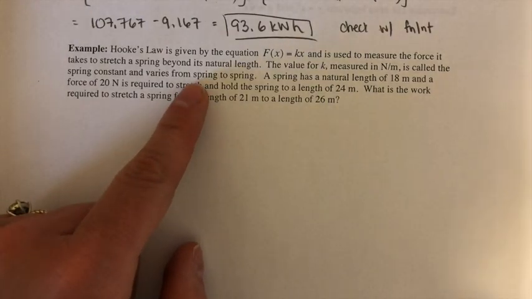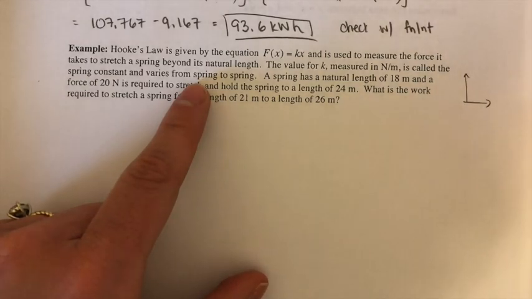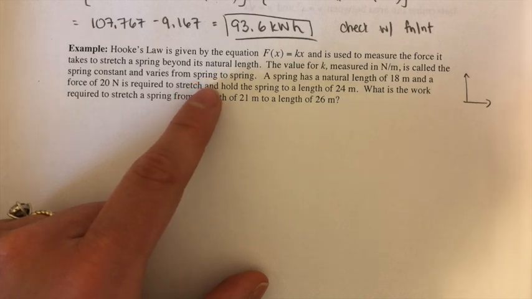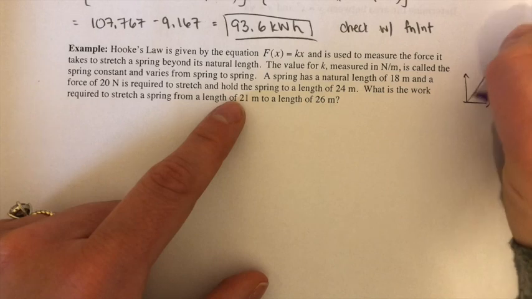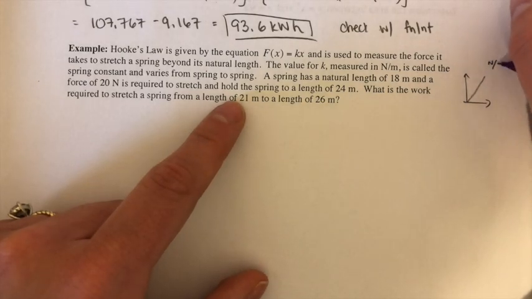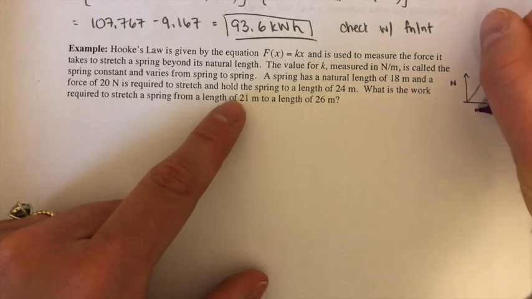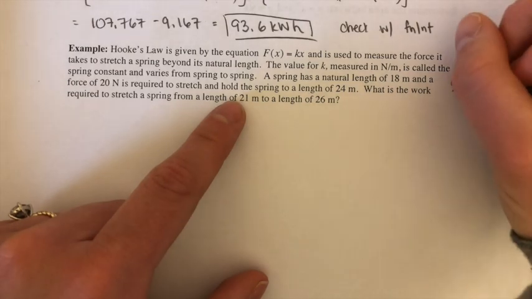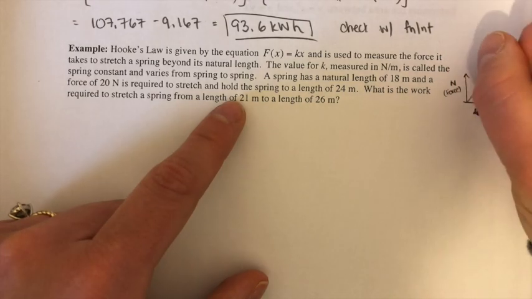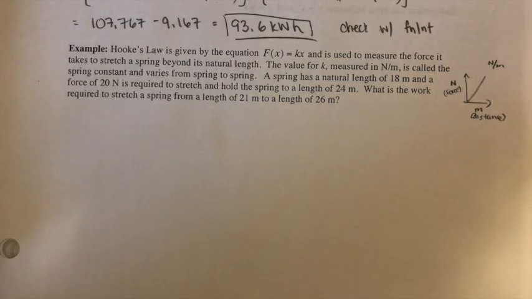So remember from physics 20 that if you have a force and a distance, your slope of that line is your spring constant, right? Because that slope is newtons per meter, so your rise is newtons, your run is meters. So this is your force, and then this is your distance, right? So that's how those things are related.